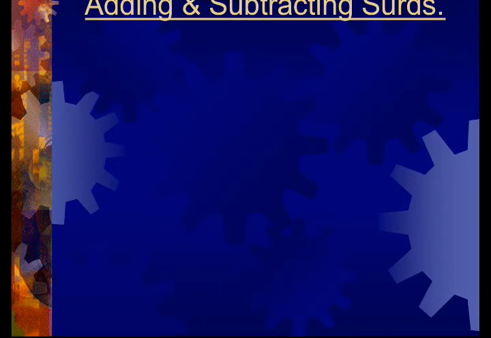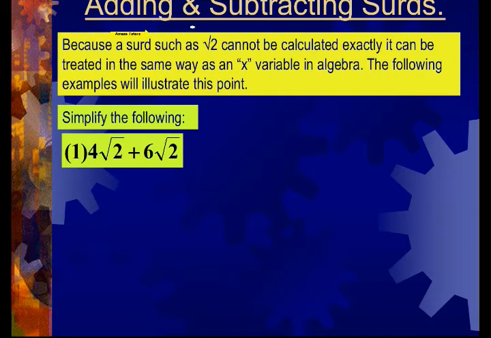Let's move on. Let's see how to add and subtract the surds. Because a surd such as square root of 2 cannot be calculated exactly, it can be treated in the same way as an x variable in algebra. So we are going to do the same as in algebra, because square root of 2 cannot be calculated exactly. So consider that as a variable like in algebra. Now we are going to see some examples to illustrate this point.